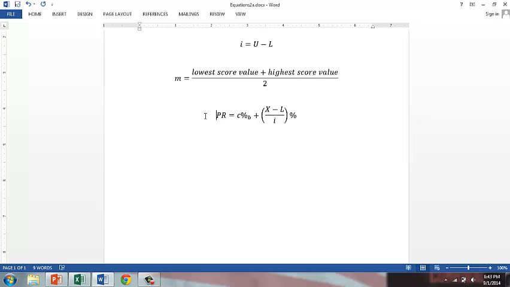In order to calculate a percentile rank for a given score, we will need to know L, the lower limit of the critical interval, and I, the class interval size. Here is the class interval size formula. It is simply the upper limit of the critical interval minus the lower limit of the critical interval.